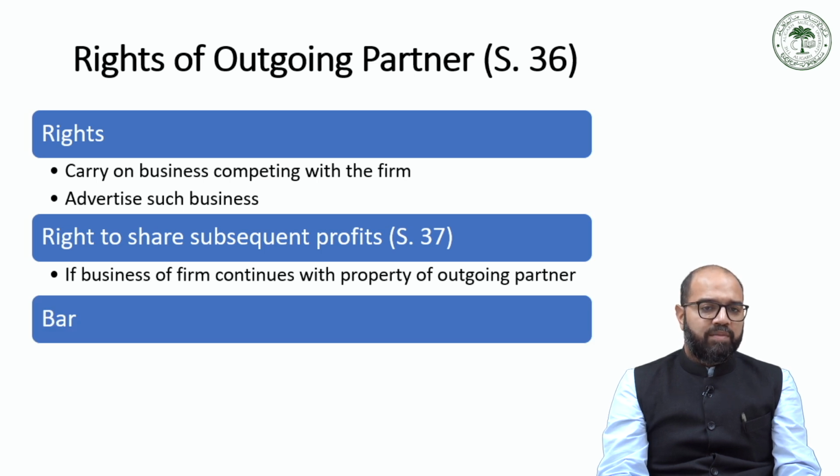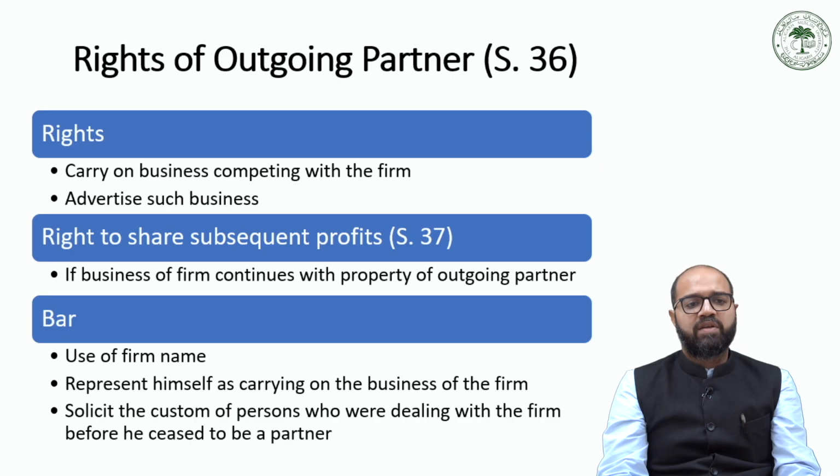However, there is a bar that is imposed by Section 36, which is that the partners may exclude the outgoing partner from making any use of the firm name which may contain a goodwill, or they may bar the outgoing partner from representing himself as carrying on the business of the firm. And third, to bar him from soliciting the customers who were dealing with the firm before he ceased to be a partner.